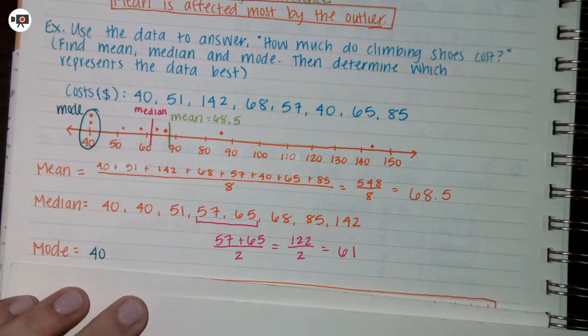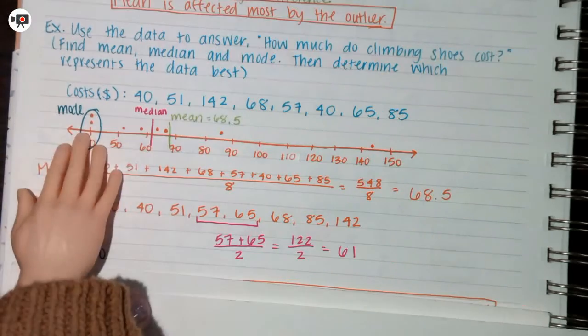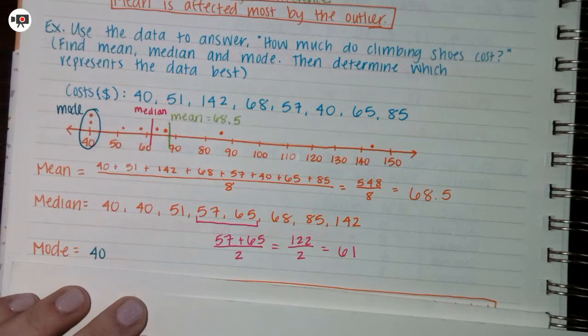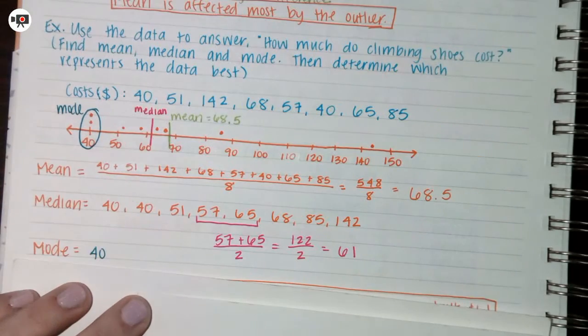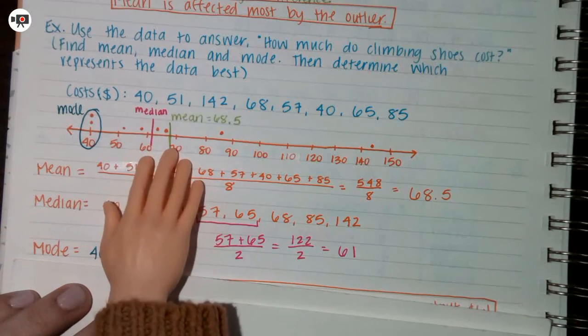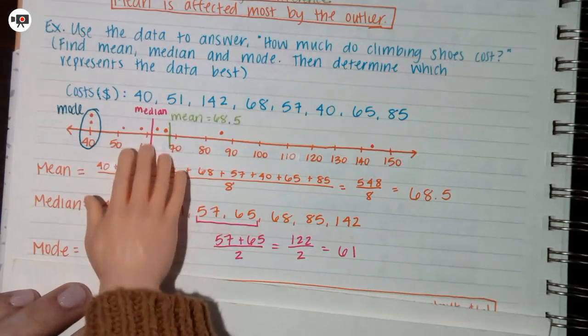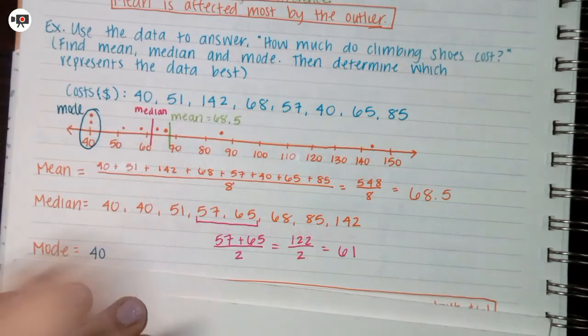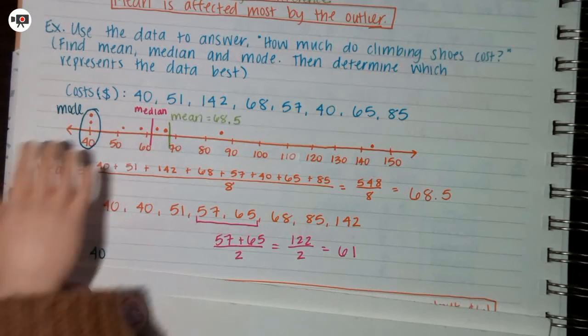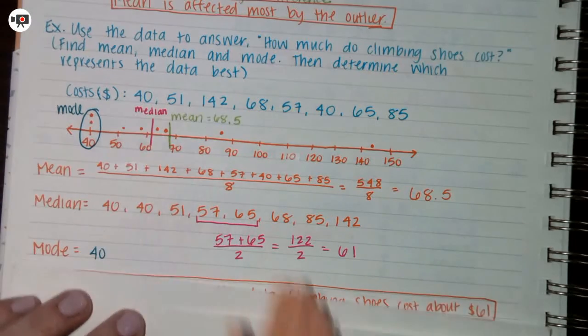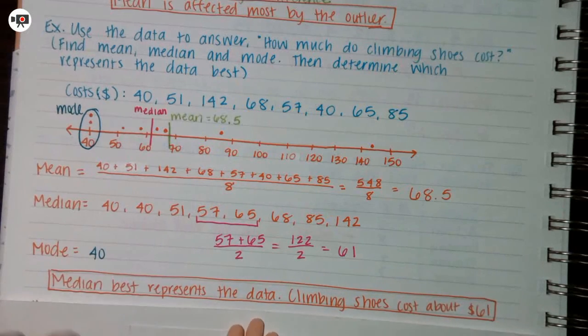That's 40. Would you say 40 is a typical cost of climbing shoes? No, because it's the lowest. The mean could be an answer, but the median is in between most of the points, and since 2 of them are 40, I think the median is the best way to represent the data.